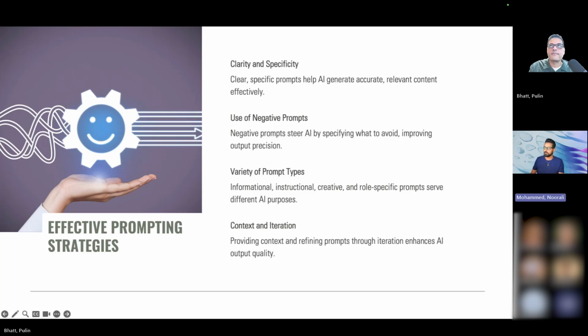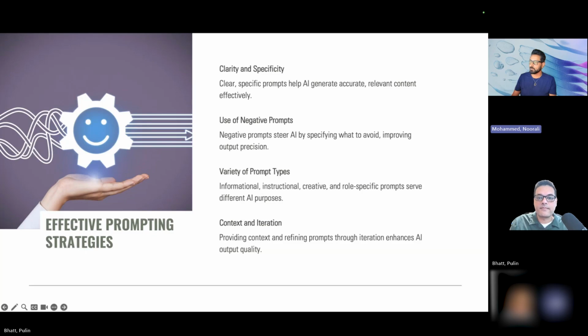In the next few slides, I'm going to talk about prompting. What is prompting? What is the strategy behind prompting? And what does it really mean? You've probably all heard of it before, right? Prompting really is, if you think about it, having a conversation with AI. So how do you have that conversation with AI? There are some strategies behind that, right?